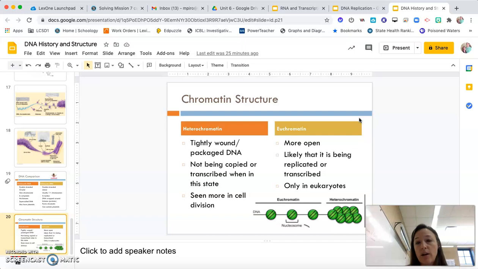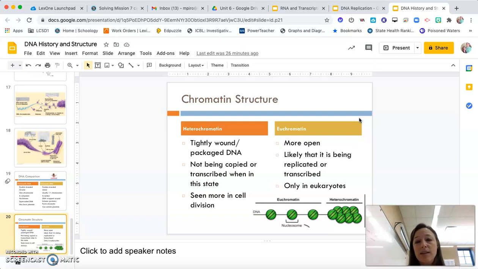It is not being transcribed or copied in this state, replicated, because it's so tightly packed the enzymes can't get in there to replicate it or to transcribe it. So this is not when we're doing replication in the S phase. This is not when we're making our genes into proteins in the G1 phase, when the cell's doing its normal job, like pancreas cells making insulin. It's not doing any of that. This is generally seen during cell division, when we need those chromosomes condensed tightly so we can move them easier.